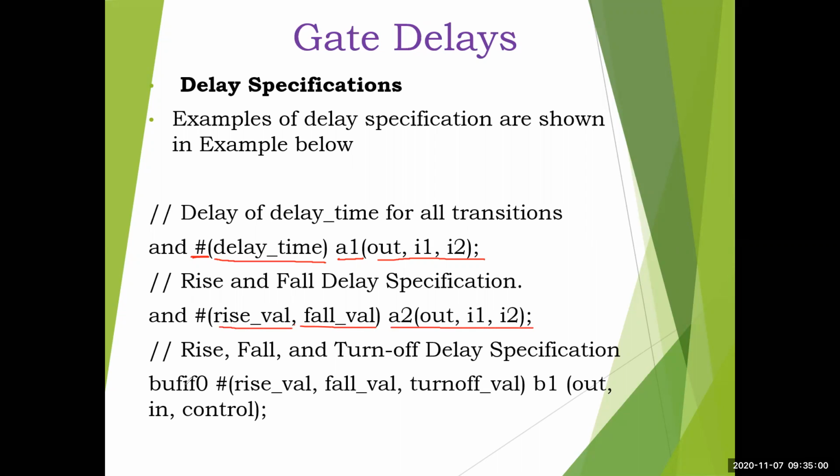Similarly if you have to use 3 delays, I have used bufif0 here; any gate can be used. We write rise value, comma, fall value, comma, turn off value. Then the instance name, out, in, control. So this is the syntax. Now in the next slide we will see the example for this, and then you will understand clearly what is meant by this.